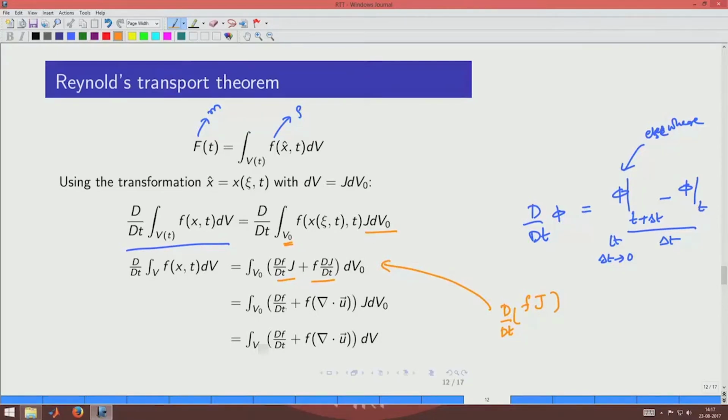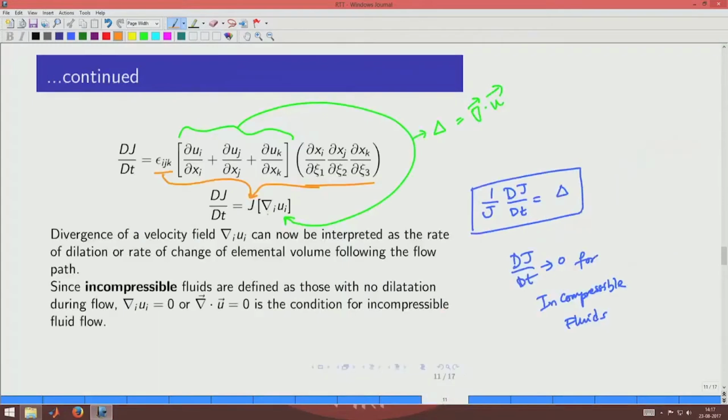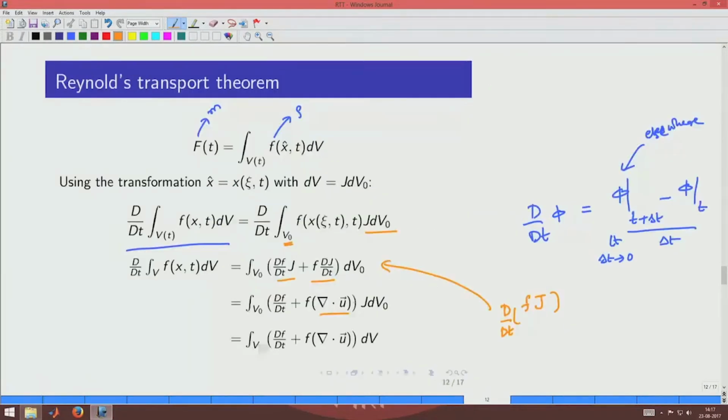The first part will be separated out: integration over v naught df by dt j v naught, and in the second part it is f into dj by dt. dj by dt we just now saw is equal to the rate of dilation. So, we introduced that here. We could see that the expression we derived earlier is immediately applicable here. We introduce that, and then the terms can be collated, and what we do is expand this term.